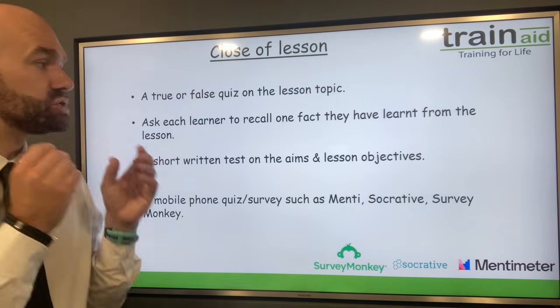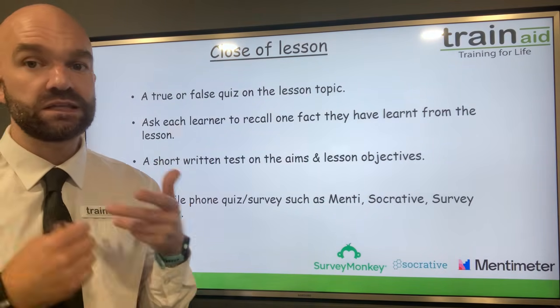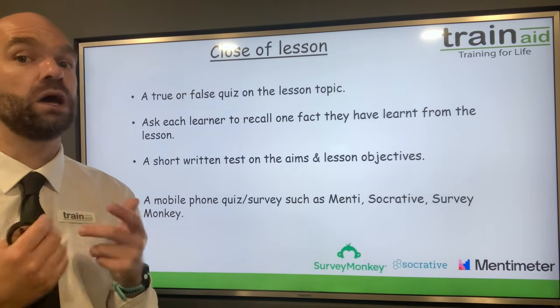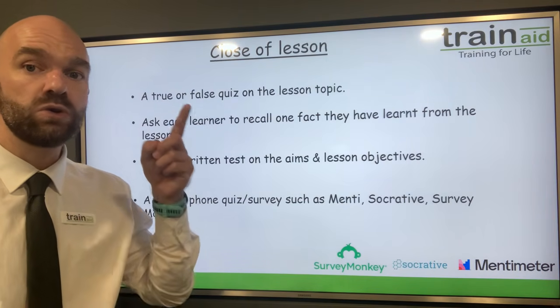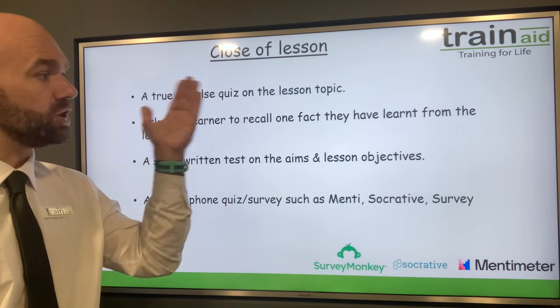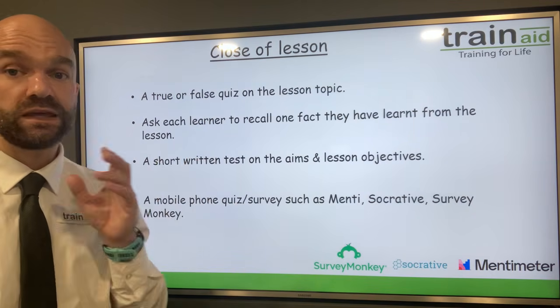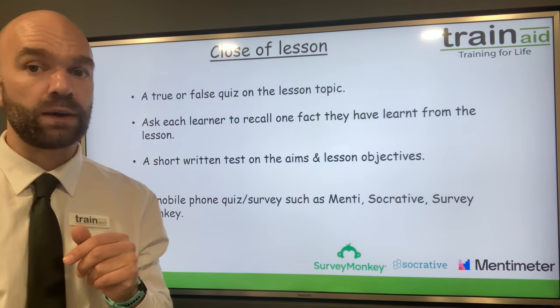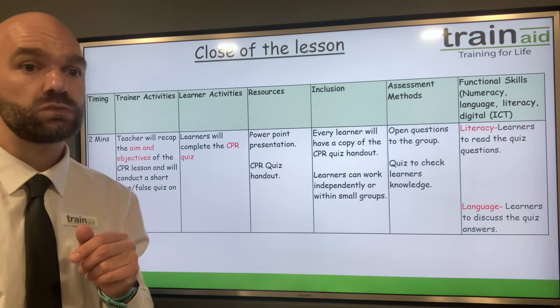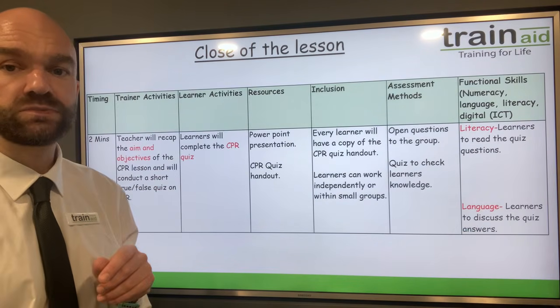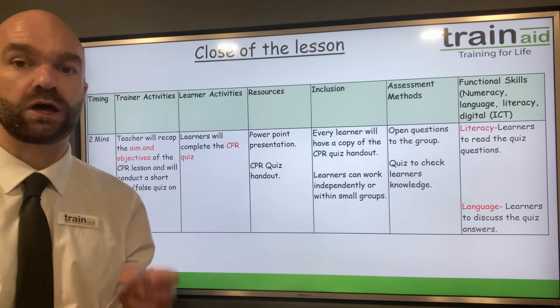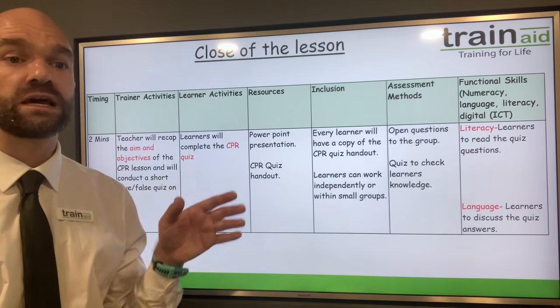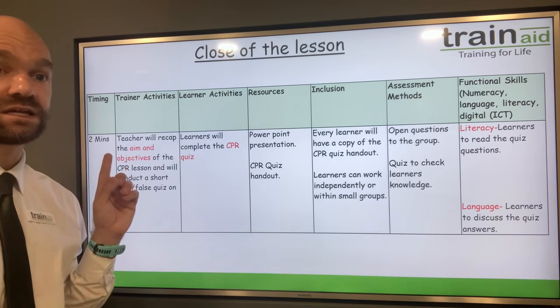But when you finish your main activity, it's really important to wind down the lesson and to assess your learners to see that they've taken on board the aim and objectives here as well. So when looking at our video, select one of these suggested ways that we can assess our learners' knowledge. So just going back to my lesson plan, this can be just a 2-minute activity.